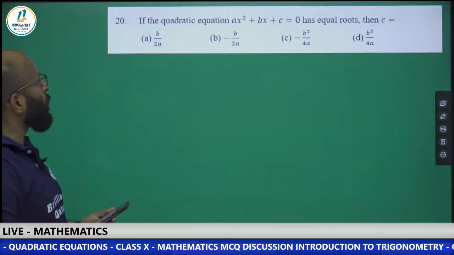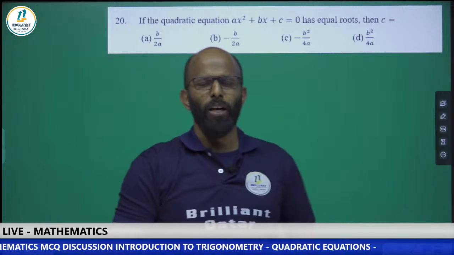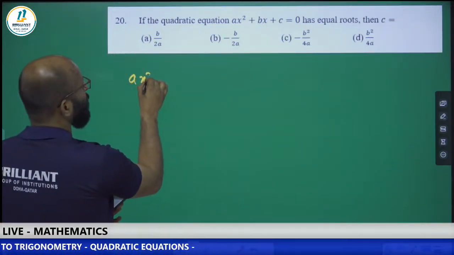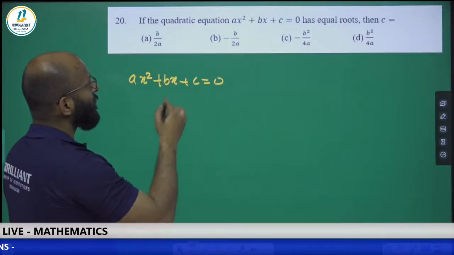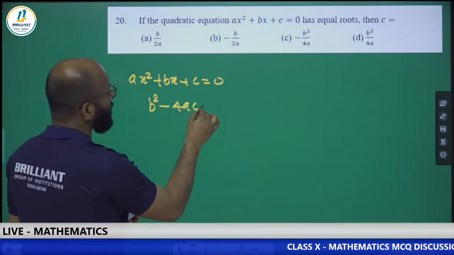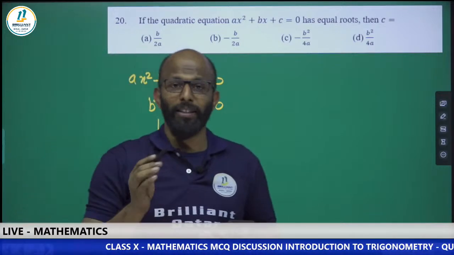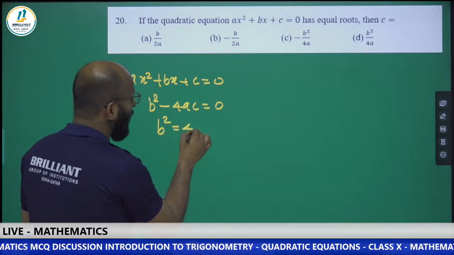If the quadratic equation ax square plus bx plus c is equal to 0 has equal roots, one of the easiest questions. Easily we can write ax square plus bx plus c is equal to 0. Then this equation has equal roots. You know that b square minus 4ac is equal to 0. Therefore, b square is equal to 4ac.